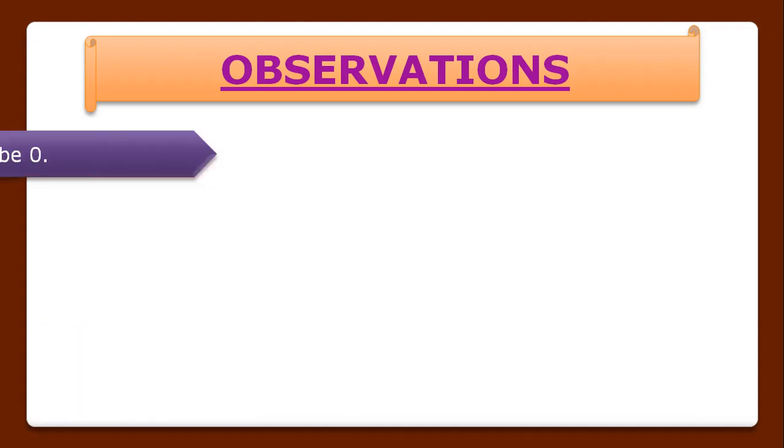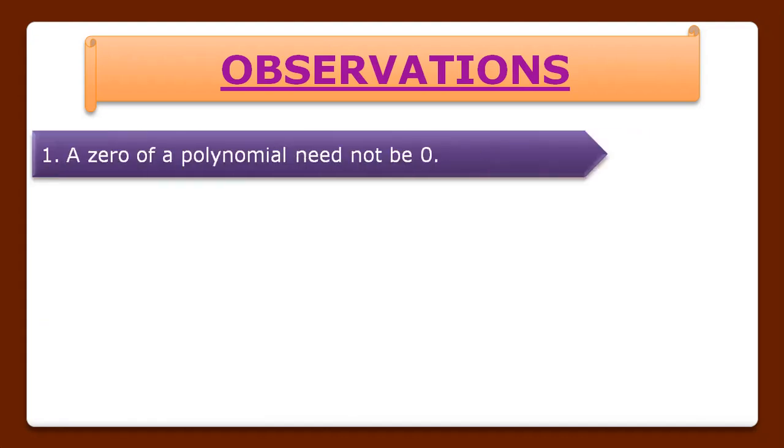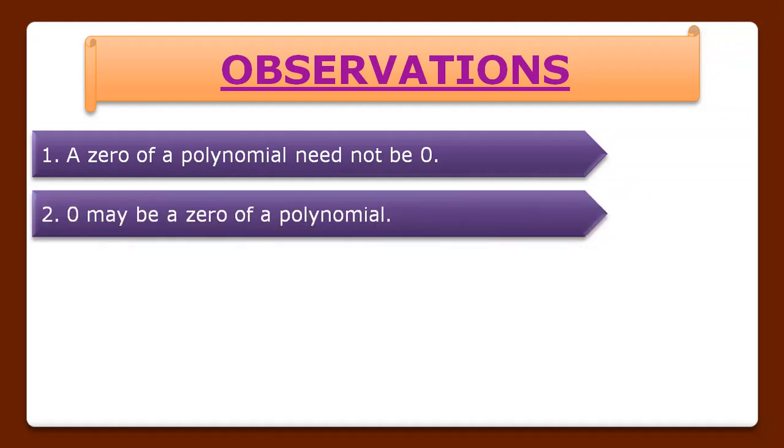We'll see what the observations are from what we have studied till now. First, a 0 of a polynomial need not be 0. For every polynomial, the 0 we find out, it is not compulsory that the answer is 0 itself. The answer will be a zero of the polynomial, but that zero need not always be 0. 0 may be a 0 of a polynomial. 0 can be the 0 of a polynomial. How will we understand this? Through an example I can tell you how this observation is applied.